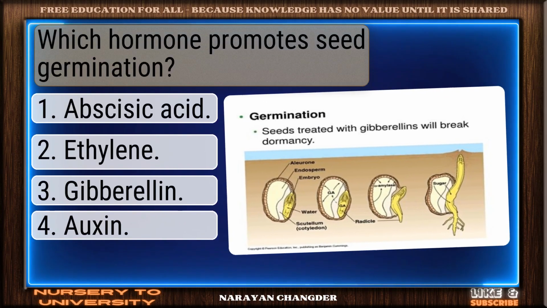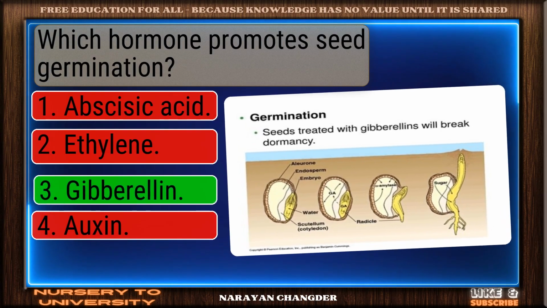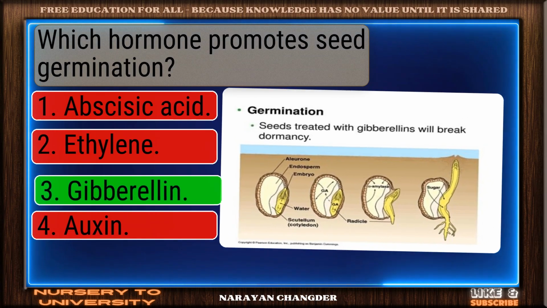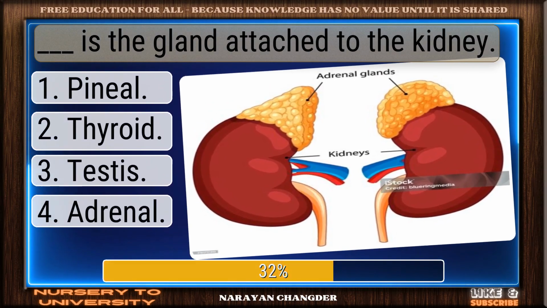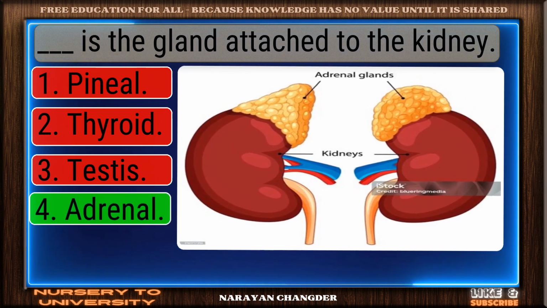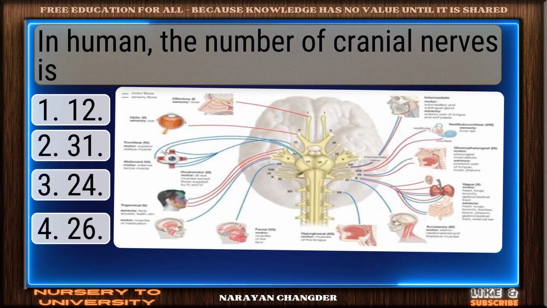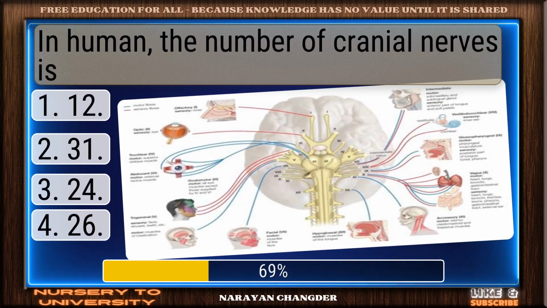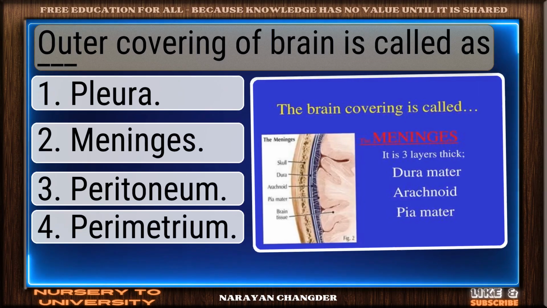Which hormone promotes seed germination? Nice work. Gibberellin fits perfectly. Dash is the gland attached to the kidney. Smart move. Adrenal is the accurate answer. In humans, the number of cranial nerves is. Excellent choice. 24 is right.